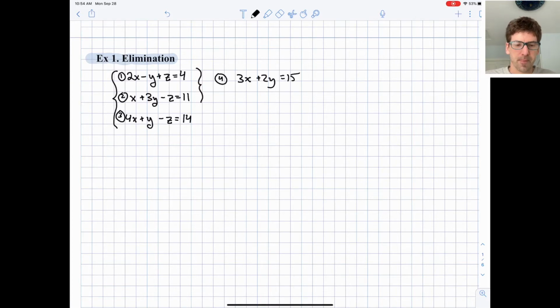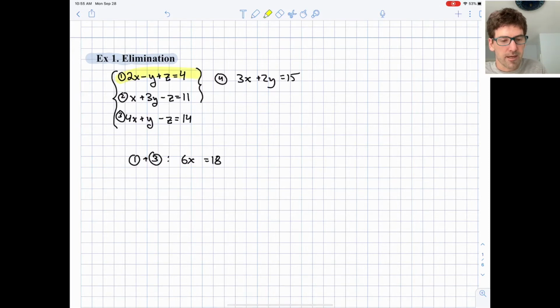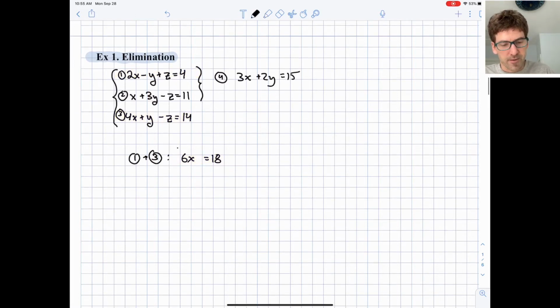Okay? Then I think you can see that we can add 1 and 3 together, and z's will also eliminate. And so let's go ahead and do that. And we'll get a 6x. And you can see our y's eliminate as well when we add 1 and 3 together. So y's and z's will both eliminate. 6x is equal to 18. Okay, so just to be clear, I added those two equations together to get that equation I just wrote down. 6x is equal to 18. And that, by the way, we can call equation 5.